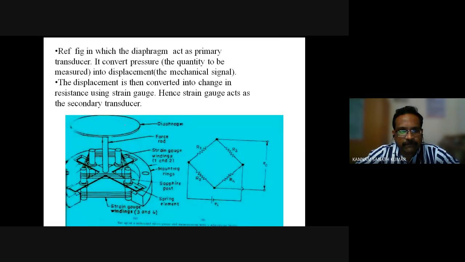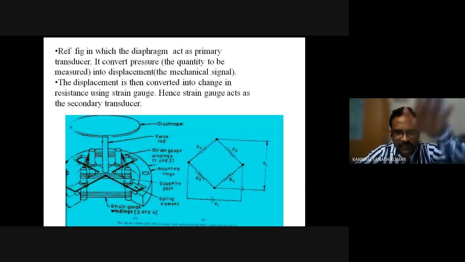For example, here, if you see the strain gauge, there is a diaphragm. The diaphragm is acting as a primary transducer. What will the diaphragm do? Here you are applying a pressure, which is a physical quantity. It is converted into a mechanical quantity, that is nothing but a displacement. So it is converting pressure into displacement.